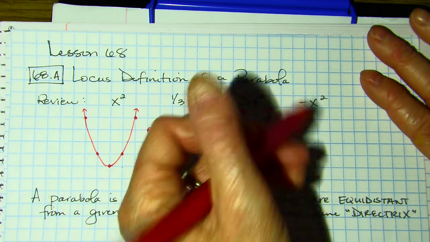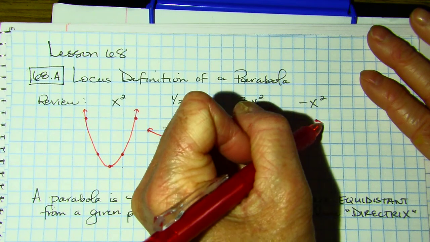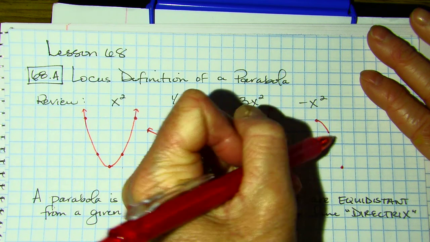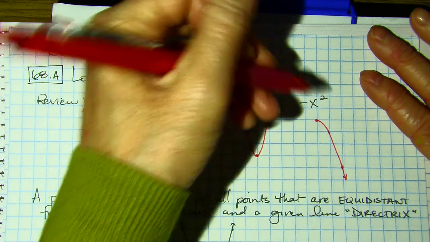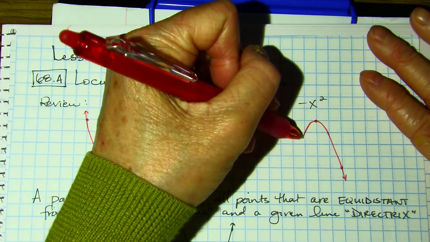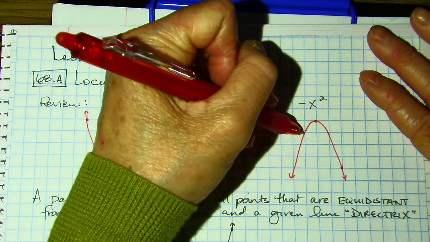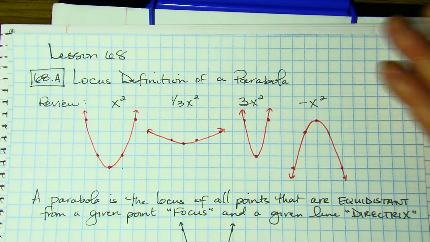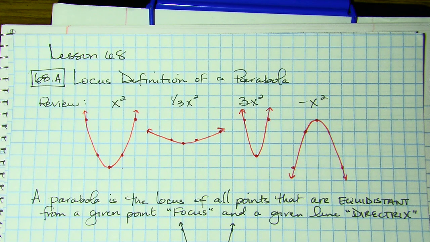Now, if it is negative, that effect is to then flip it upside down. It doesn't change the value of A, but it causes it to have a vertical reflection. Okay, so those are the effects of the number out front. Just a review. Now, this section defines a parabola using new terms.